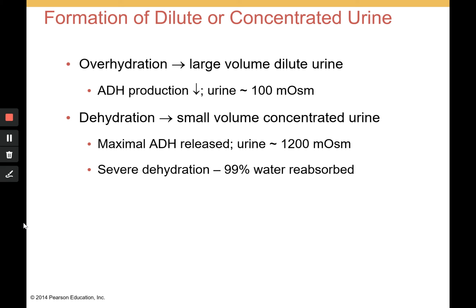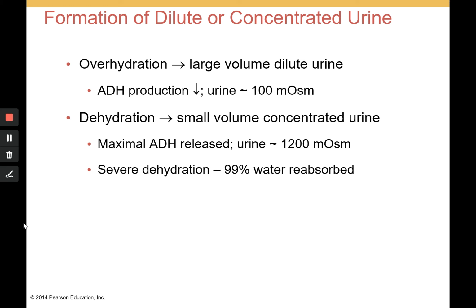If you're overhydrated, you're probably going to have a large volume of dilute urine. What your body's going to do is decrease ADH production. It doesn't want aquaporins in the collecting duct or distal convoluted tubule. It instead wants to reduce the reclamation of water, so it'll reduce the aquaporins available for water reabsorption. So the urine will be about 100 milliosmoles. It'll be very dilute urine that is produced in someone who is overhydrated.